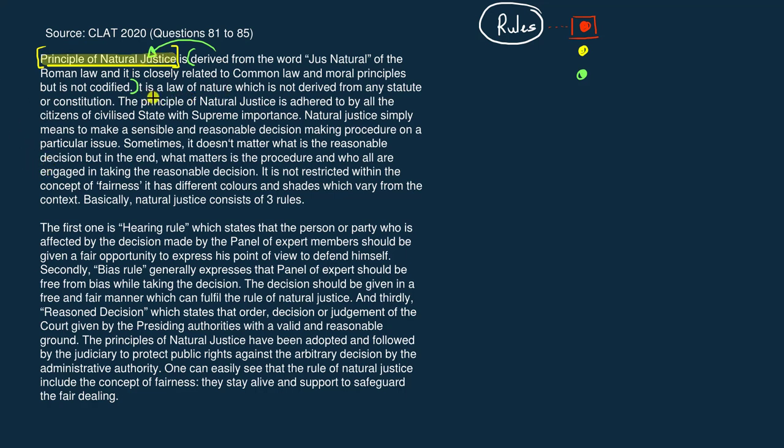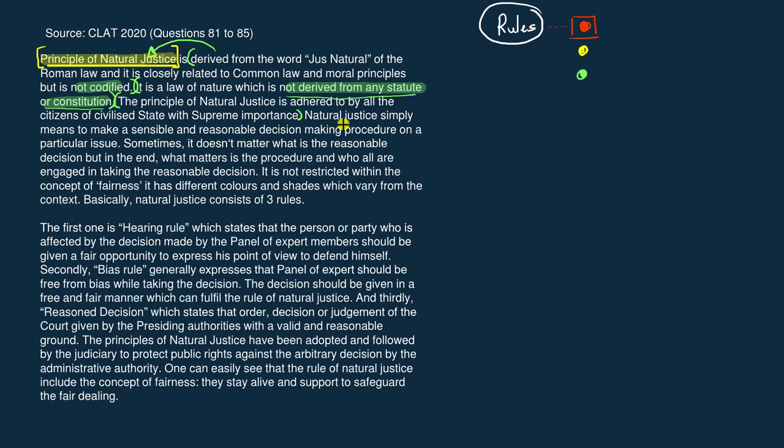Wonderful. It is a law of nature which is not derived from any statute or constitution. Another piece of detail. I'm putting it in green because this is a piece of detail. This is actually not giving us any rules. It's just merely describing this principle of natural justice. It's not derived from any statute or constitution. It's very similar to suggesting that it's not codified. Okay, let's read on. The principle of natural justice is adhered to by all citizens of a civilized state with supreme importance. Another piece of detail. It is adhered to by everyone.